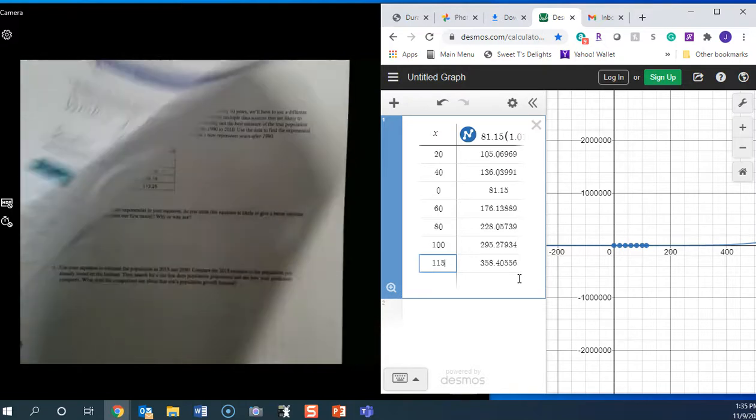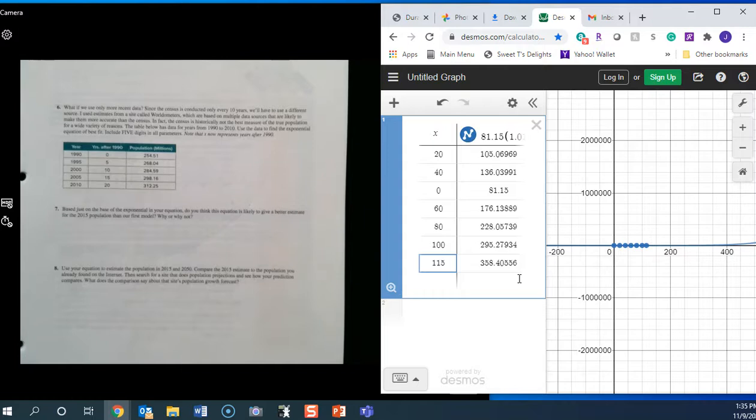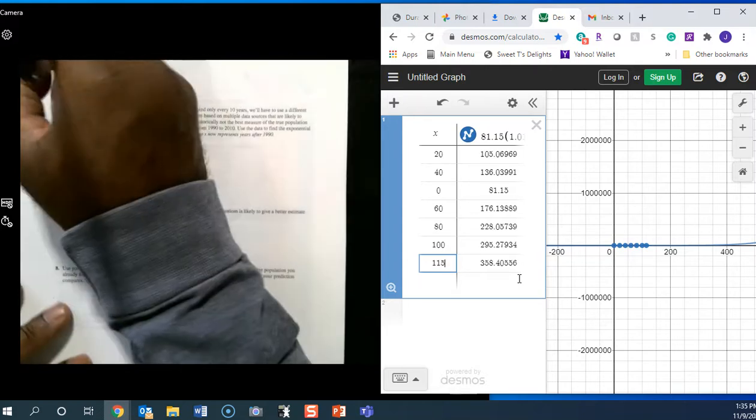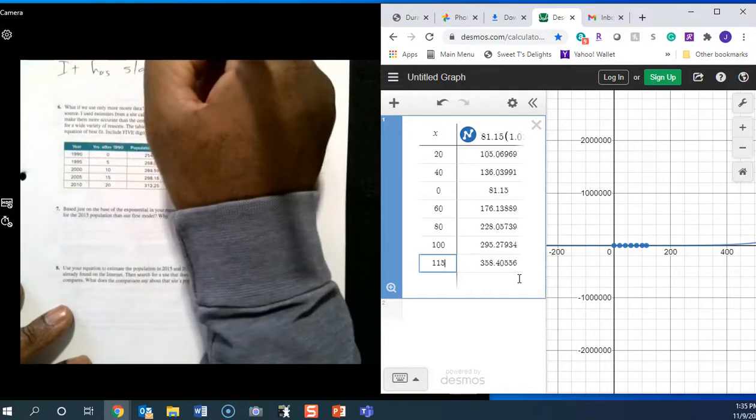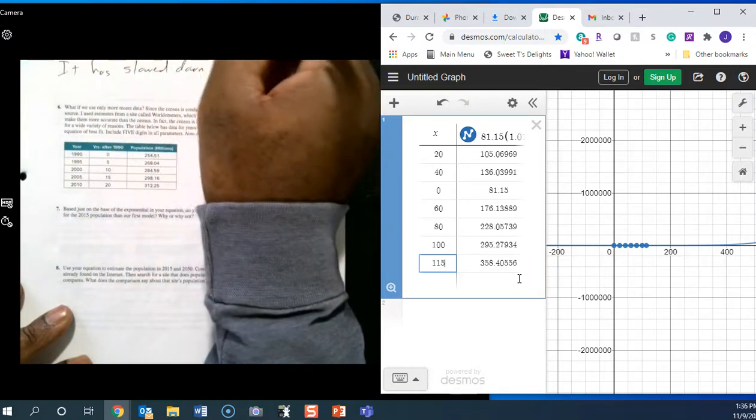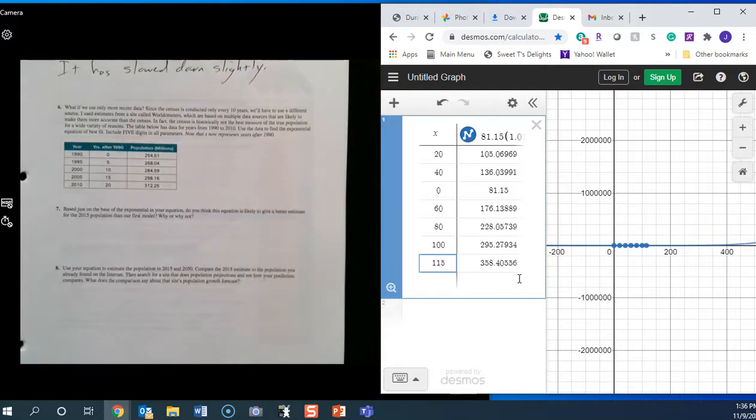And we know that could be accounted for from people moving out of the United States, people dying from various diseases, and so on. Okay, now we come to the last page of this exercise. It says, what do you think the result of your answers to question 4 say about population growth in the 21st century? It has slowed down slightly. Slowed down slightly. Still growing, but slowed down a little bit.